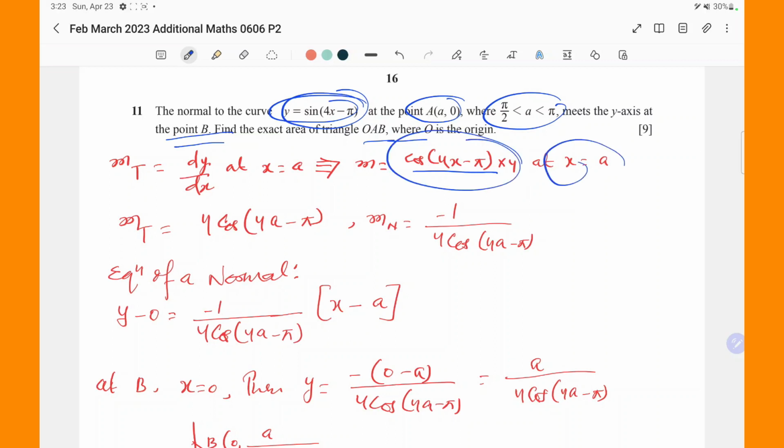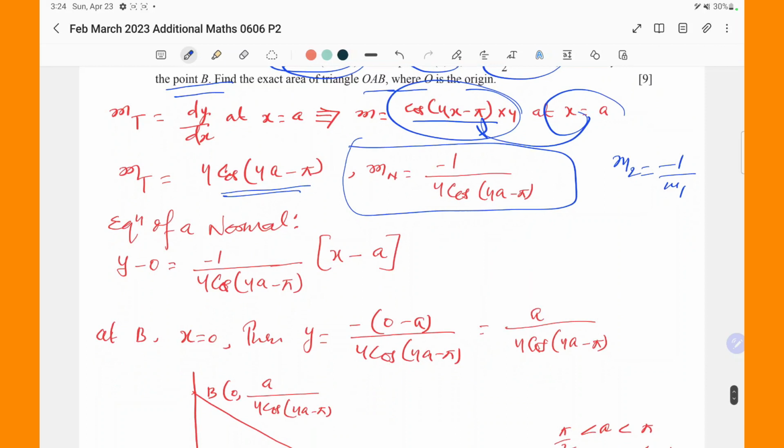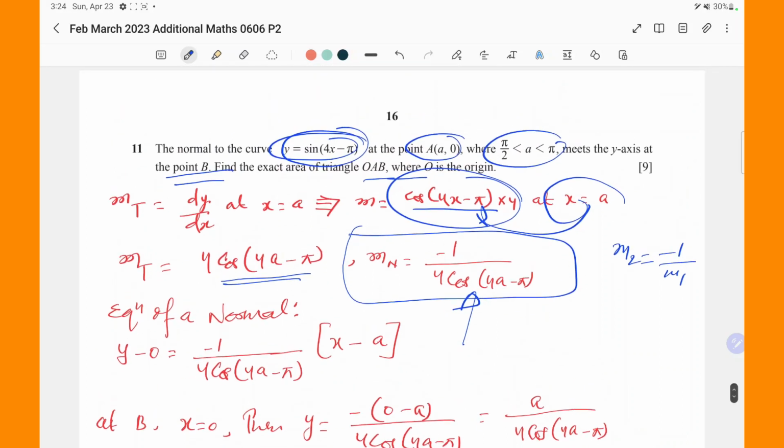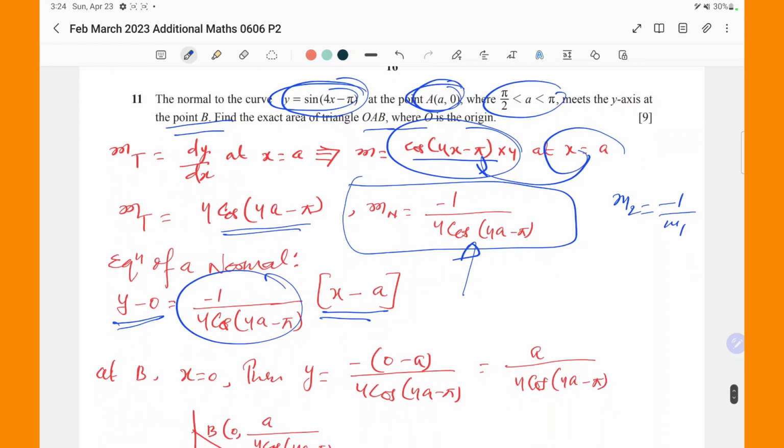Now put x equals a over here. So the gradient of the tangent is 4 cos(4a − π). Then the gradient of the normal is minus 1 over 4 cos(4a − π), because we know that when lines are perpendicular, the second gradient is minus 1 over the first gradient. So we got the gradient of the normal. Now we need the equation of the line. My line passes through the point (a, 0), so y − y1 = m(x − x1), where x1 is a.